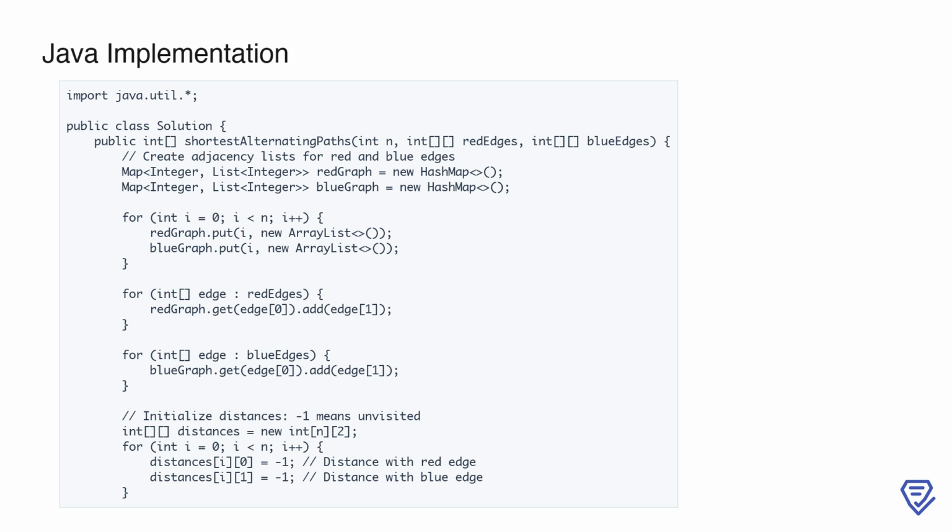Next, we populate the adjacency lists using the red and blue edge inputs. For each edge in red edges, we add its destination to the source's list in red graph, and we do the same for blue edges in blue graph. After setting up the graph structure, we initialize a 2D array distances to keep track of the shortest distances to each node. The array has two columns, one for distances reached via red edges and the other for blue edges. Initially, all distances are set to -1, indicating that no node has been visited yet.